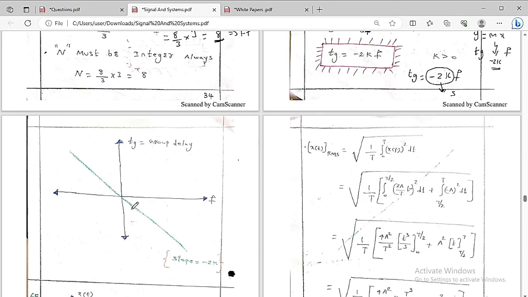Therefore, if you are going to draw the graph between the TG and f, TG is the group delay. So you are going to get a straight line passing through origin with a negative slope. Positive slope means in this direction, negative slope means in this direction. So the slope is nothing but minus 2k as you can see clearly, and k is greater than 0.